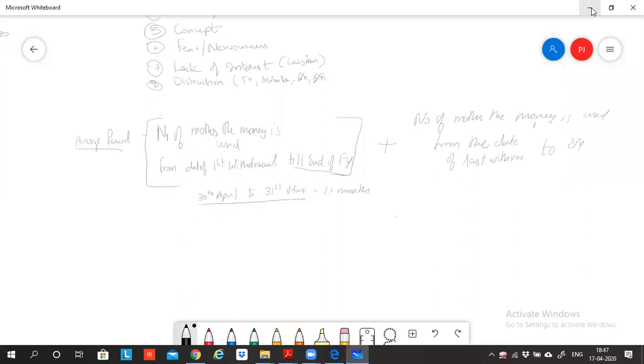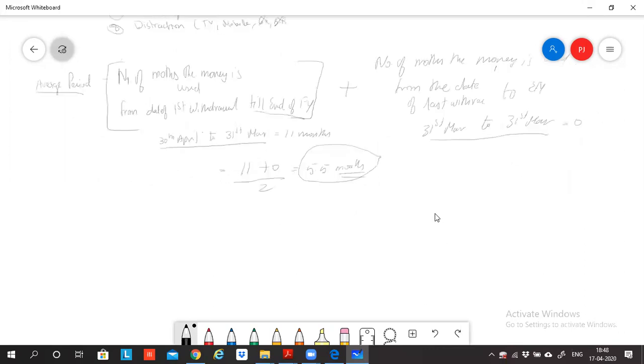So when was the last date when the money is being withdrawn? On 31st March. So to end of the financial year, 31st March. So how many months has he been using that money? 0 months, right? So the formula is 11 months plus 0 month divided by 2. If you do, you get 5.5 months. So this 60,000 was used by you for the entire year to the extent of 5.5 months, right?